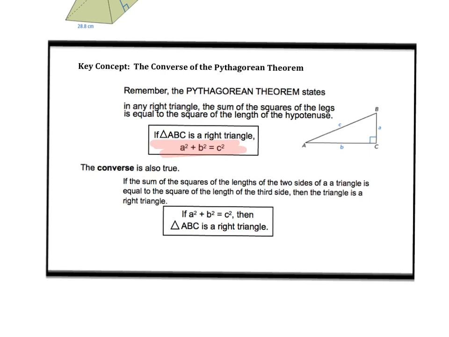Sometimes we're given side lengths, and we are asked to prove or show if those three side lengths will produce a right triangle. And to do that, we're just going to plug in a and b for the legs, and the hypotenuse will go in for c, and we are going to determine if that makes a true or false statement.